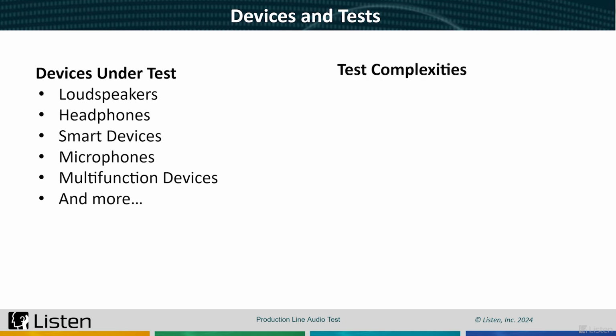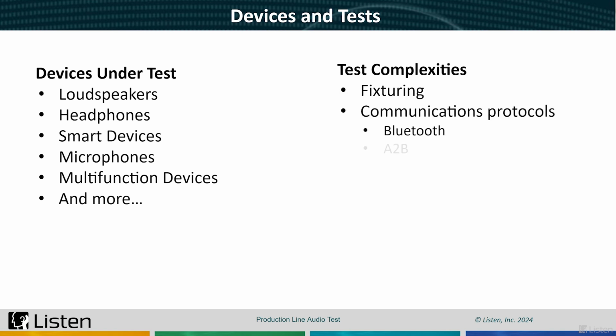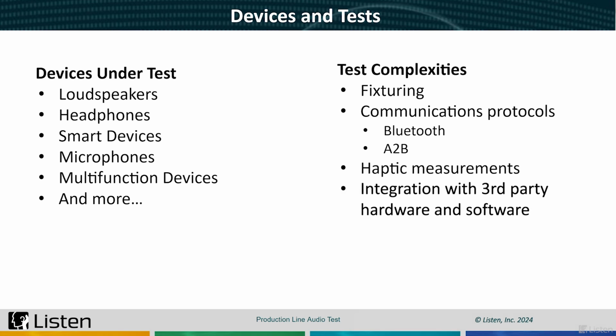For example, we need to deal with different fixturing, communication protocols like Bluetooth and A2B, haptic measurements, and more. With some of these devices, audio measurements are just a small part of an overall end-of-line test that might include optical inspection, mechanical testing, and more. So the audio tests need to integrate seamlessly with these other tests. There are many different aspects of choosing and implementing an end-of-line audio test system.